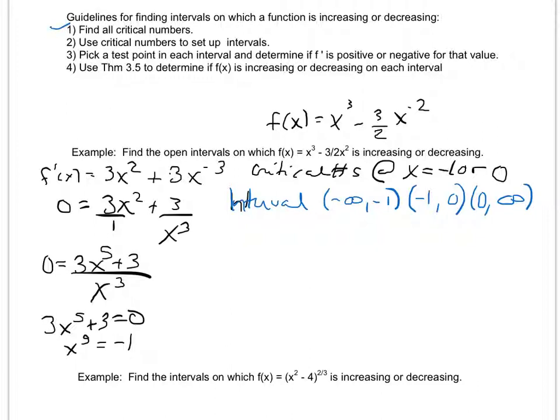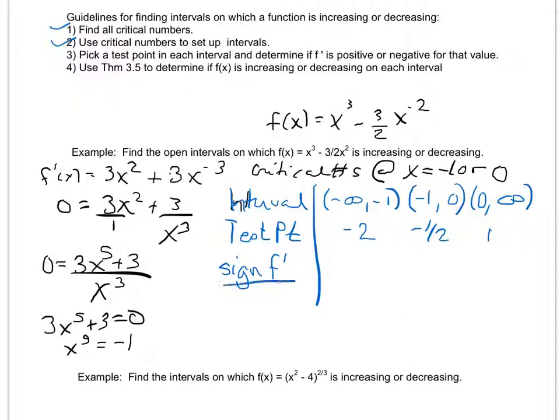So I did step 1, I did step 2. Now I'm going to pick a test point in each interval. Between negative infinity and -1, let's say I pick -2. From -1 to 0, let's say I pick -1/2. And from 0 to infinity, let's say I pick 1. And then I have to determine the sign of f prime at my test point.